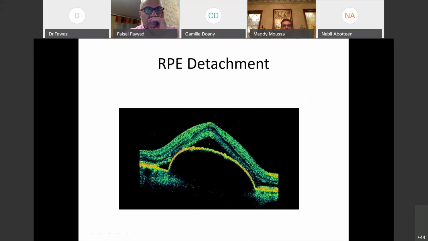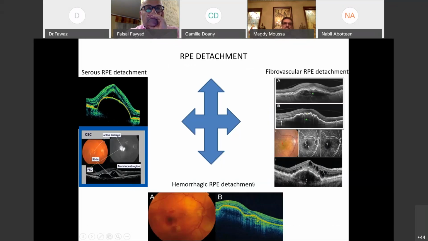Now we come to the last layer, which is the retinal pigment epithelium. If we look at the OCT, this is the retinal pigment epithelium, and this is the retinal pigment epithelial detachment. We classify the retinal pigment epithelial detachment on the OCT into certain types. The first one is the serous: the RPE is detached and smooth, and there is a hyporeflective space behind it. We find this especially in CSR.